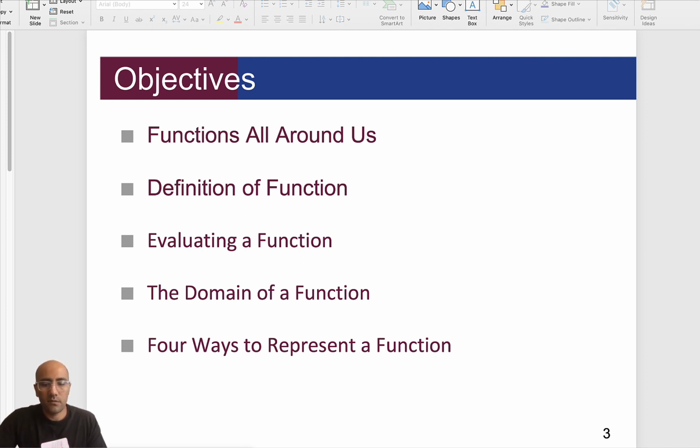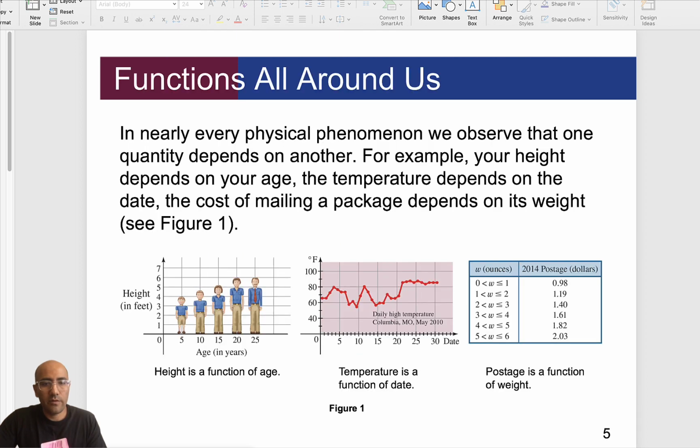So functions are all around us. For example, we could be thinking about heights and the age of people, right? So the height of a person can be a function of their age. Here we have a graph where we have their ages along the horizontal axis and their heights in the vertical direction.